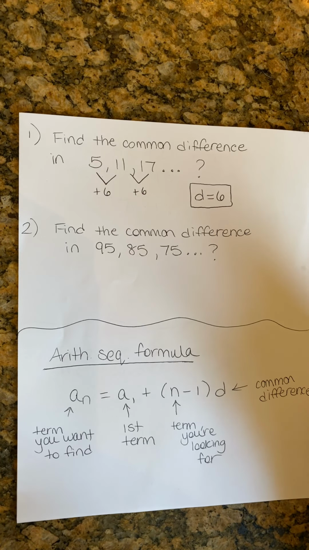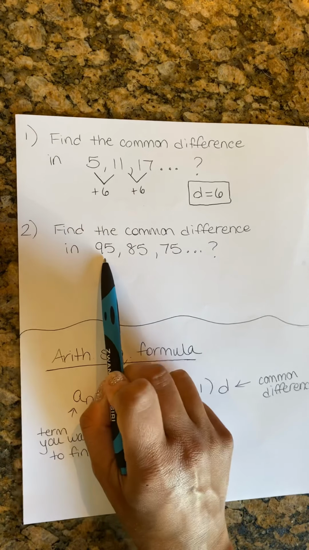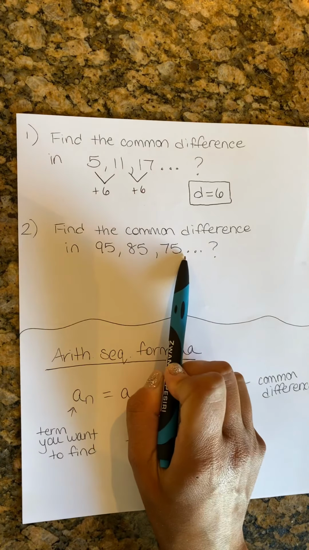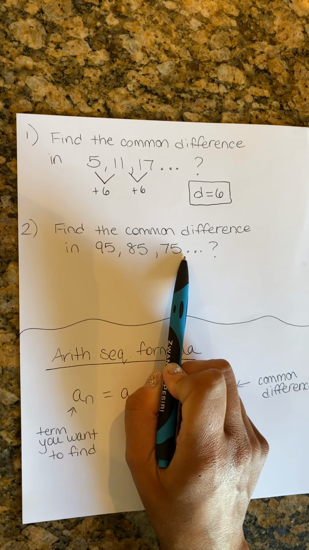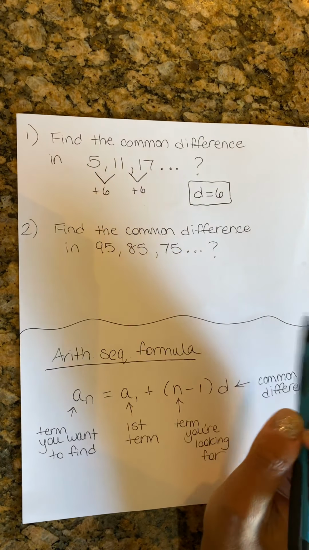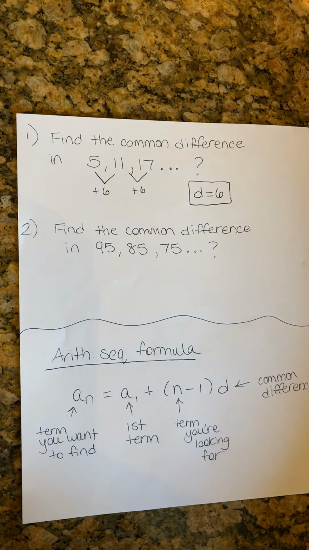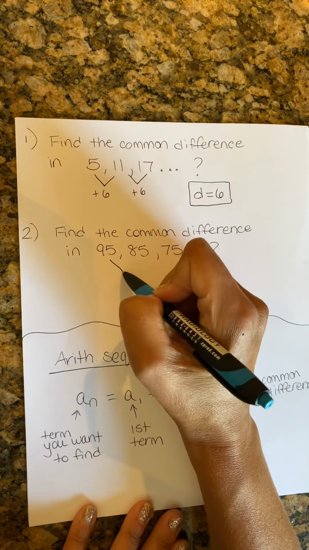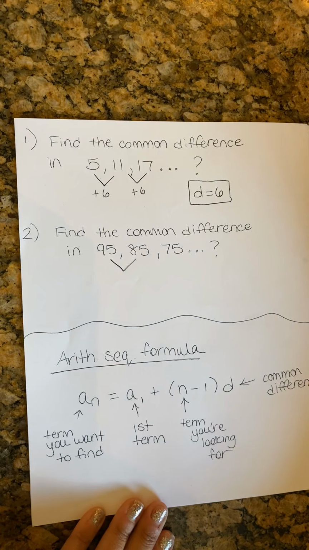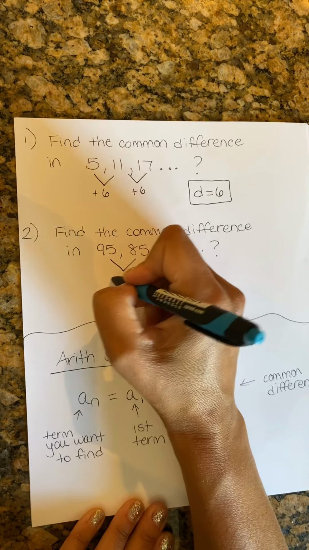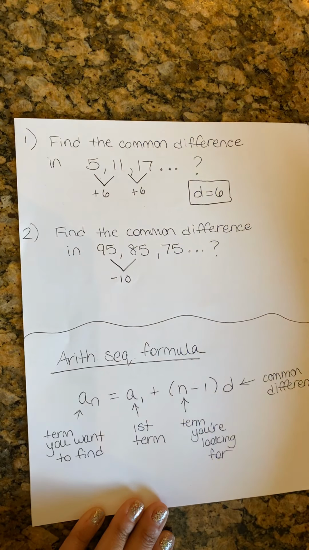Okay, the second one, find the common difference in this sequence. 95, 85, 75. So right off the bat, I noticed that our numbers are going down. That means we are adding a negative number. Remember, adding a negative is the same as subtracting. So how do I get from 95 to 85? Well, I'm going down by 10.